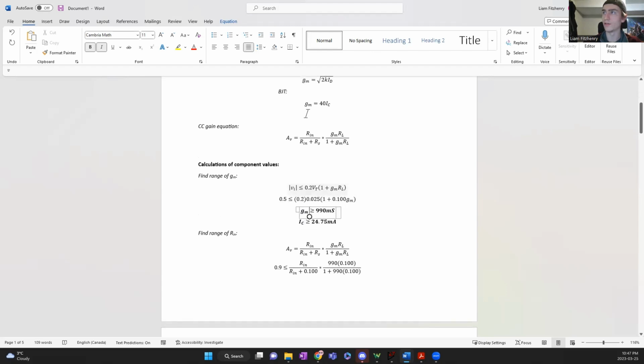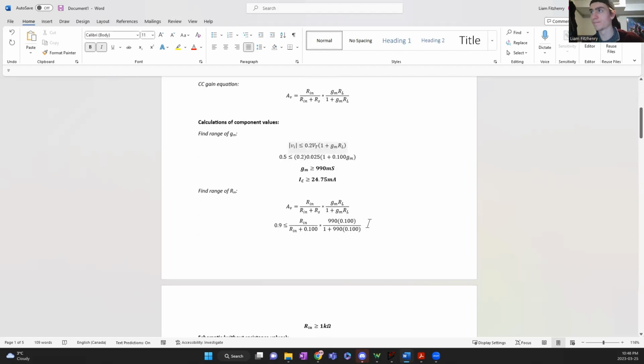This GM value is a direct function of the DC collector current. Like I said here, GM is 40 IC, therefore IC is GM over 40. So we divide this number by 40 to get that our DC collector current will be bigger than or equal to 24.75 milliamps. This is important, so I'm going to leave it in bold for later.